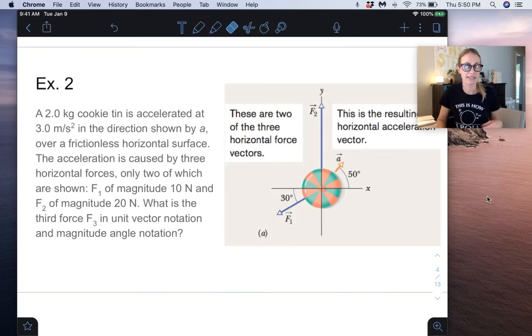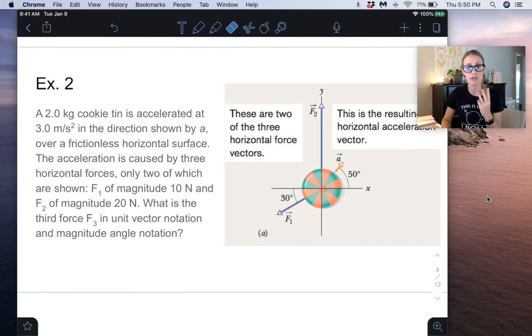Okay, so here's our second example for Newton's second law. We have a 2-kilogram cookie tin accelerated at 3 meters per second squared in the direction shown by A over a frictionless horizontal surface. The acceleration is caused by 3 horizontal forces, only 2 of which are shown, F1 with a magnitude of 10 newtons and F2 with a magnitude of 20 newtons. What is the third force, F3, in unit vector notation and magnitude angle notation?